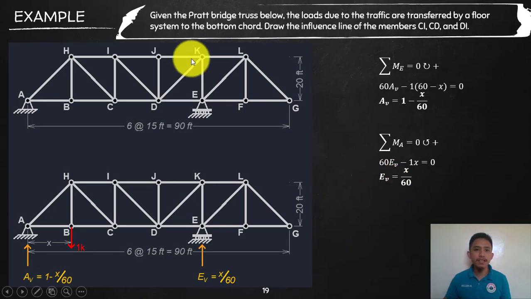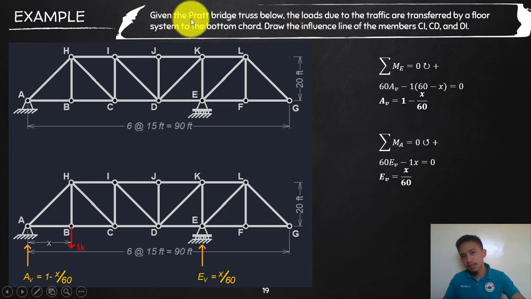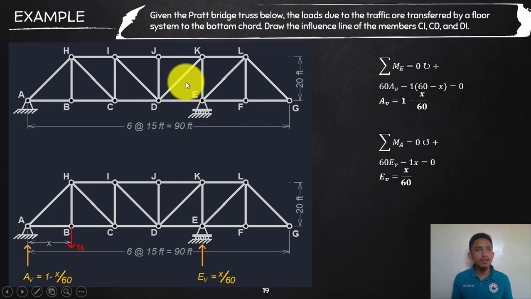Now let's try an example. Given this Pratt bridge truss below, the loads due to the traffic are transferred by a floor system at the bottom chord. If you say trusses, we have the parts: the bottom chord, the top chord, and connecting the top chord and bottom chord are what we call the web members. That is the same across truss types, though it depends on the type of truss, because we have the regular standard types of trusses like the Howe truss and so on.